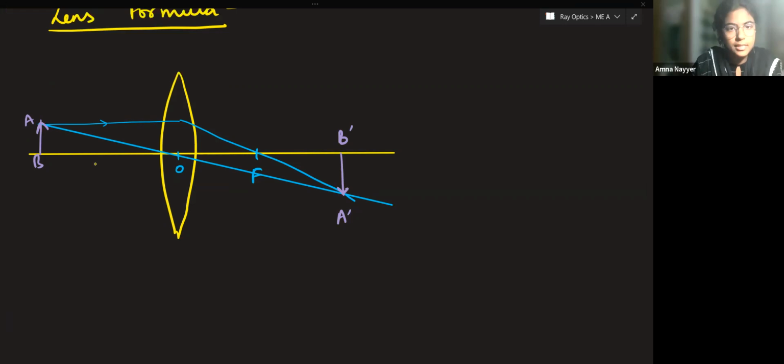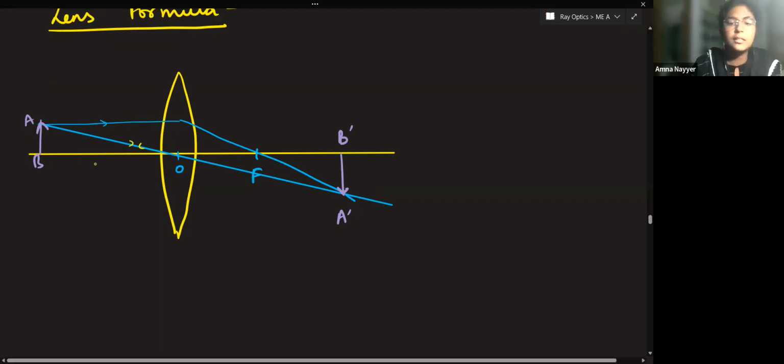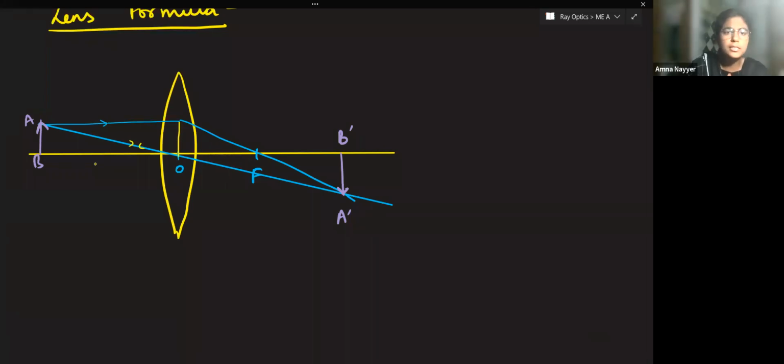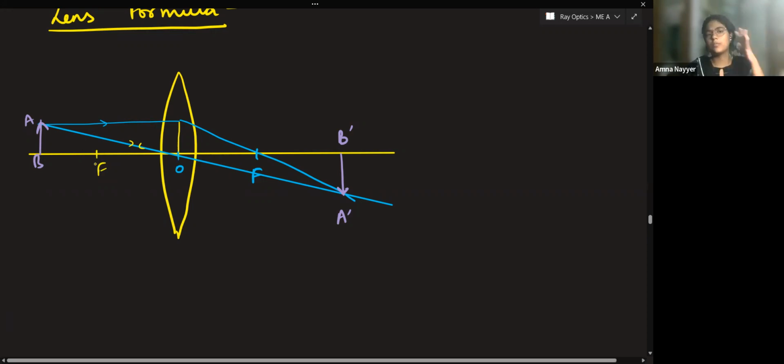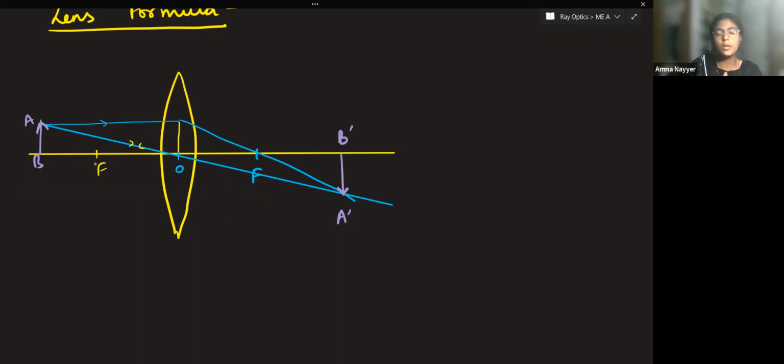So the lens is there, a parallel ray comes, it passes through the focus. Any ray of light that passes through the optical center retraces its path. Only these things are required. You can join this as well. Fine. Now class, here also one focus is there, here also one focus. So we know the first principal focus and second principal focus for a lens. This is the optical center.